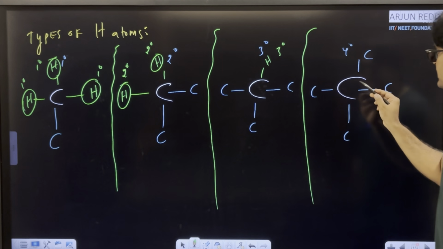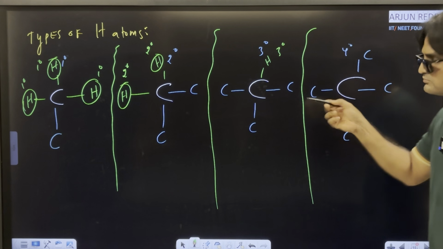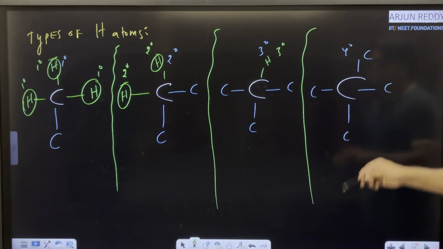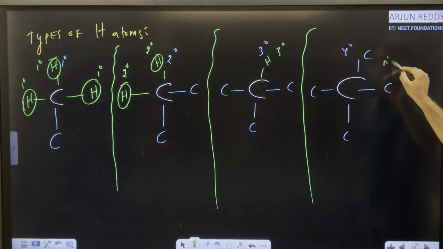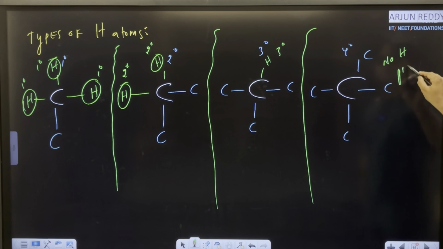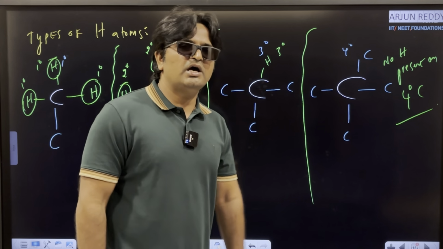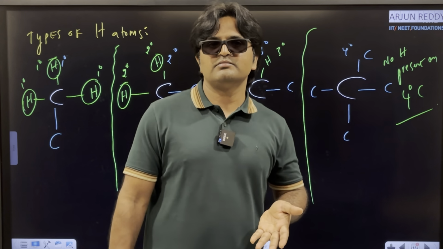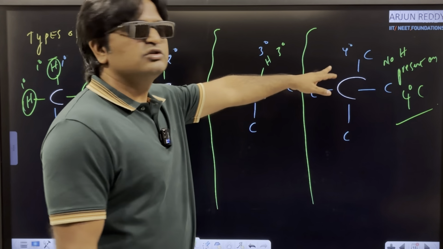Is there any hydrogen on this carbon atom? No. Why? Because the valency is already completed. Maximum 4 bonds are there around the carbon atom. Is it possible to arrange hydrogen on this carbon atom? No chance. No hydrogen is present on 4 degree carbon atom. Remember this point. Why? Because already 4 bonds are completed. Around the carbon atom, maximum we can arrange 4 bonds. This carbon atom is already connected with 4 carbon atoms, so how can we arrange an extra hydrogen atom? Not possible. There is no 4 degree hydrogen.